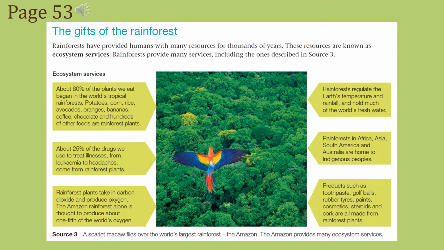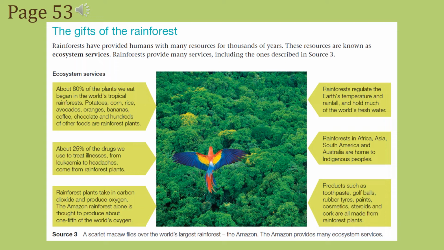Let's begin with the gifts of the rainforest. Rainforests have provided humans with many resources for thousands of years. These resources are known as ecosystem services, and rainforests provide many services, including the ones described in this graphic here. Firstly, about 80% of the plants we eat begin in the world's tropical rainforests. Potatoes, corn, rice, avocados, oranges, bananas, coffee, chocolate, and hundreds of other foods are rainforest plants. About 25% of the drugs we use to treat illnesses from leukemia to headaches originated from rainforest plants.